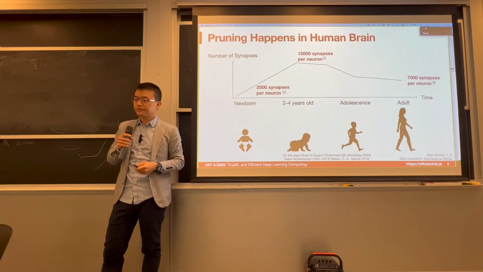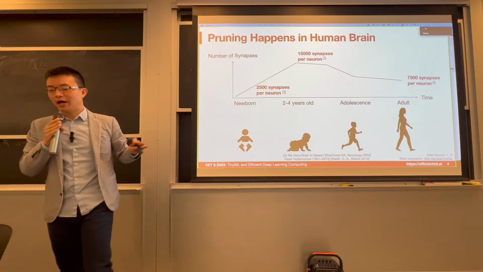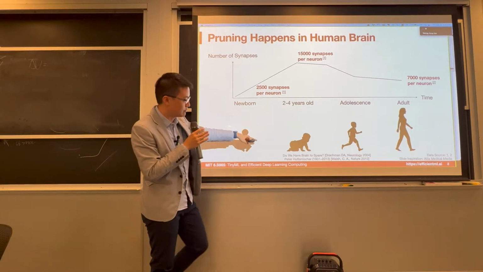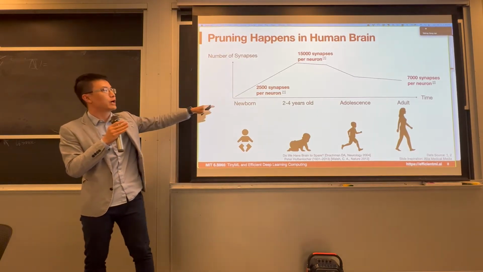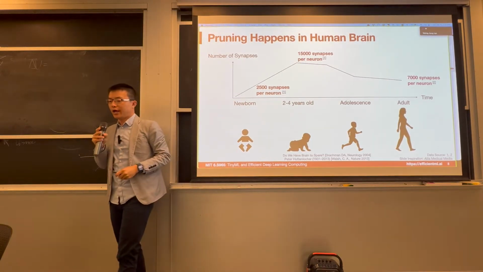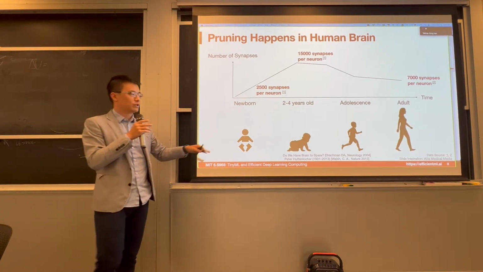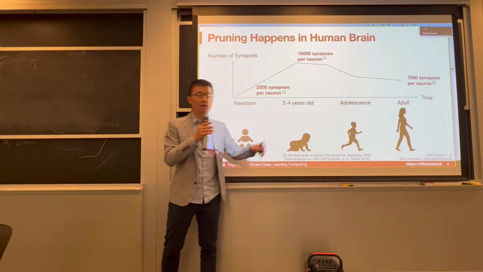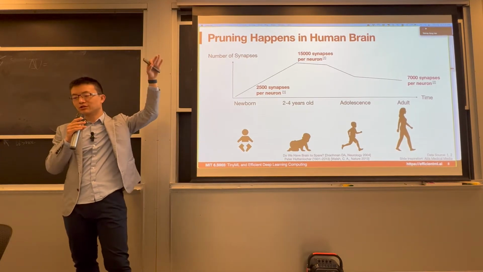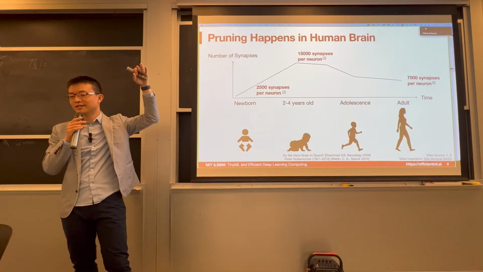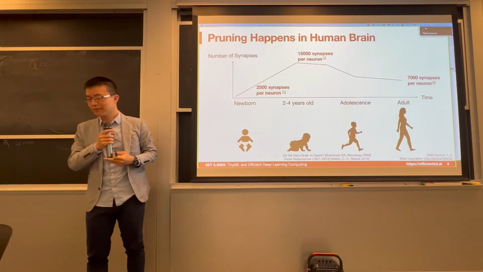Pruning naturally happens in the human brain. From this study by Peter Huttenlocher, a newborn child has about 2,500 synapses per neuron. When the child becomes 2 to 4 years old, this number surges very quickly to 15,000 synapses per neuron. That's a lot of growth when the baby is growing.